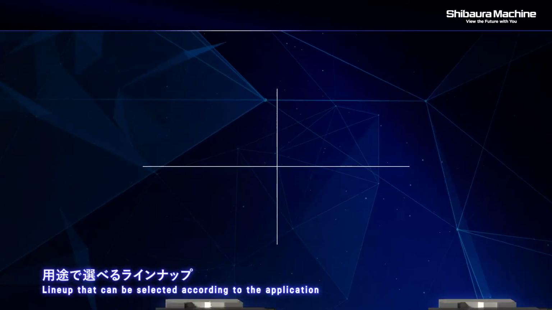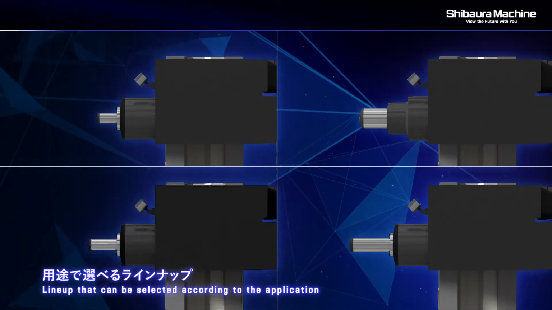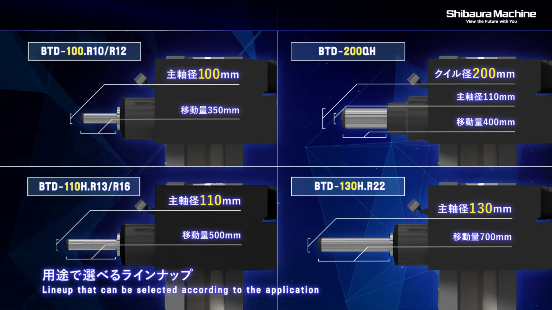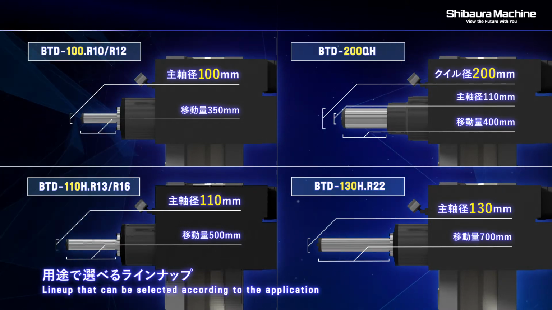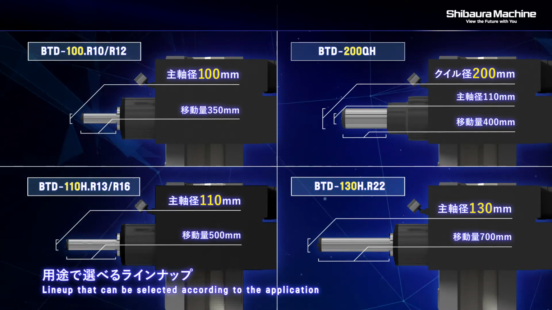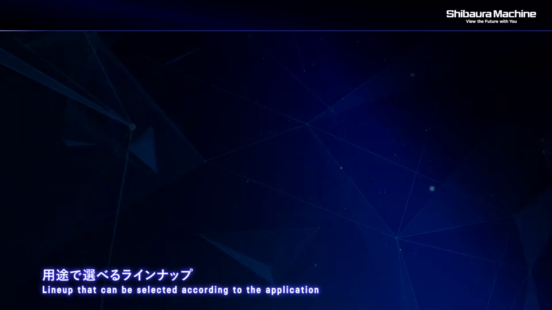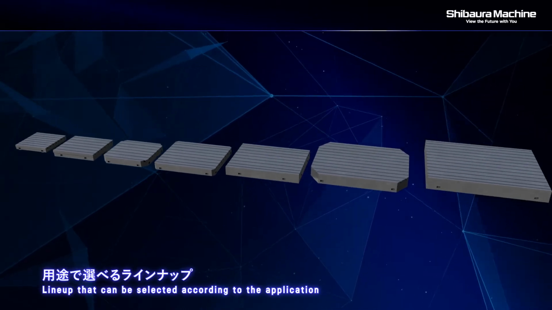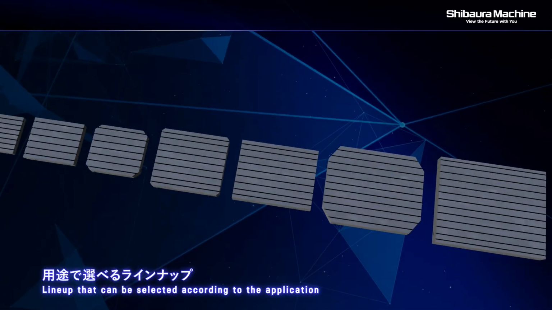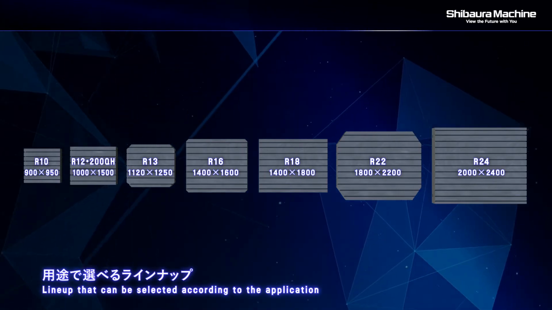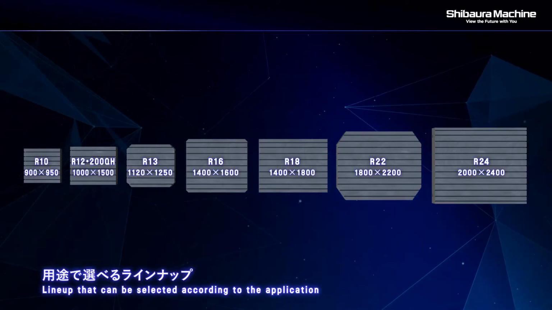The numerical number following the model name indicates the spindle diameter and quill diameter. From boring that requires accessibility to heavy-duty cutting that requires rigidity, please select according to your application. The number following R represents the table size. We can propose the most suitable model based on the size and weight of the target work handled by the customer.